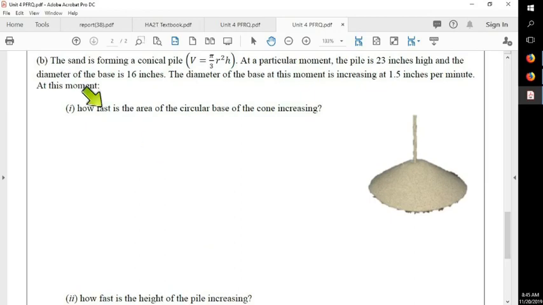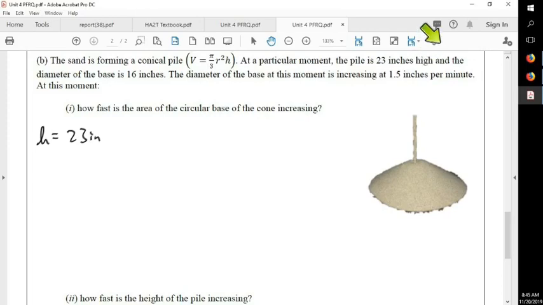All right, so this says the sand is forming a conical pile. There's a conical pile. That was my attempt to help you guys think about this. Look, there's the volume of the conical pile. At a particular moment, the pile is 23 inches high. Hey, there's an H. We have an H. We got to write it down. H is 23, and it's inches.